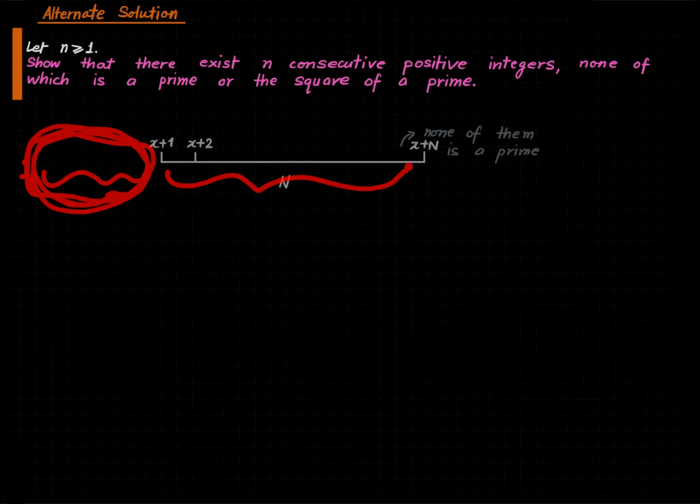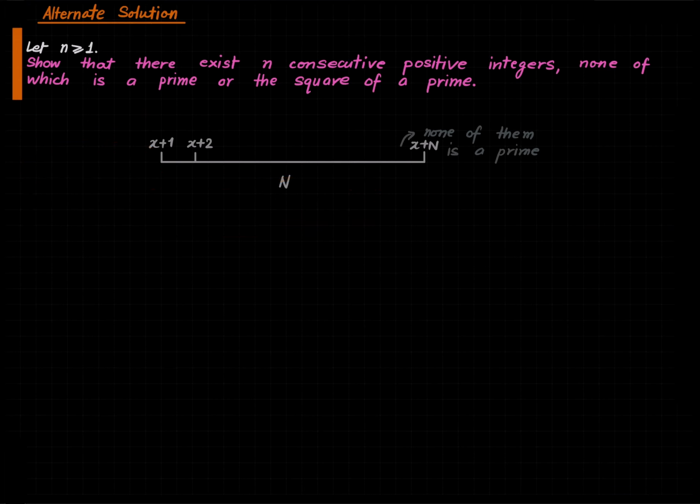We may do it by counting the total number of perfect squares up to this point and subtracting from it the total number of perfect squares up to x. So the total number of perfect squares that are there, or at most that are there, is this. In fact, it's almost exact.